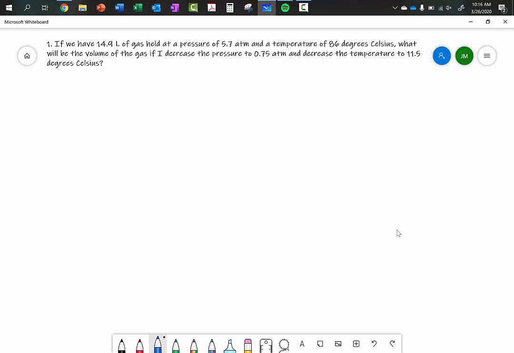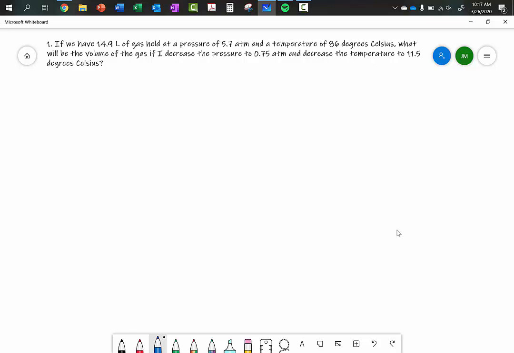So here we go. The first one says, if we have 14.9 liters of gas held at a pressure of 5.7 atmospheres and a temperature of 86 degrees Celsius, what will be the volume of the gas if I decrease the pressure to 0.75 atm and decrease the temperature to 11.5 degrees Celsius?